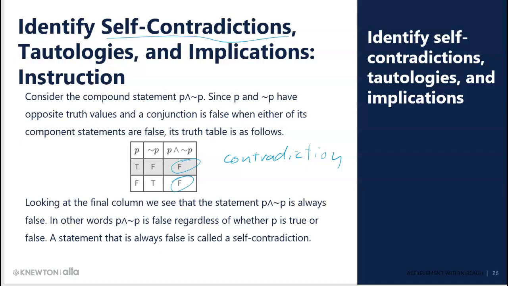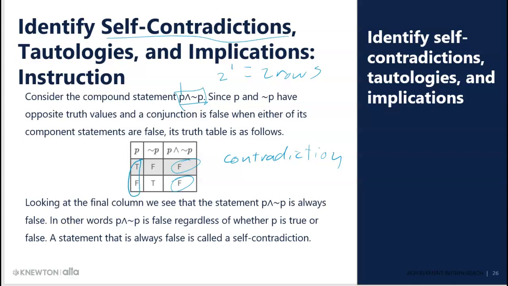And it actually points out some statements that provide interesting conclusions. So the first statement we're going to look at is simple. There's one letter involved, one statement involved, P. So 2 to the first, that means I get 2 rows. And if there are 2 rows, the 2 choices are either true or false.